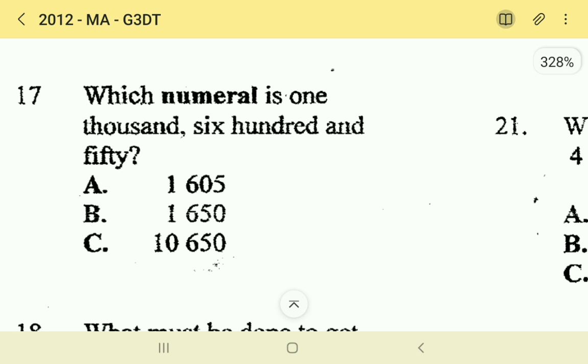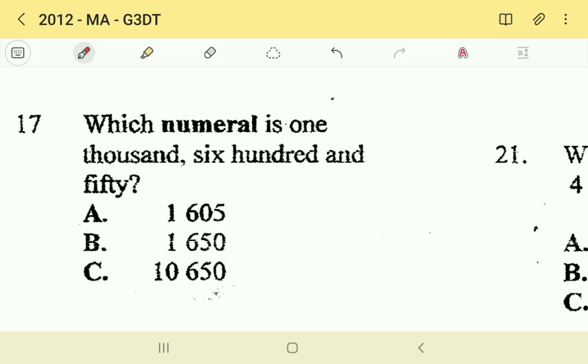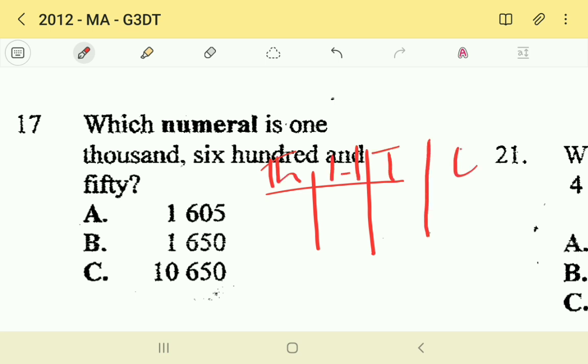Number 17. Which numeral is 1000? So if you have your table, you have your 1000, your 100, your tens, and your ones. Which numeral now? I was gonna say number, so it's come out as numeral. Which numeral is 1000? You're looking for 1650, which is at B.